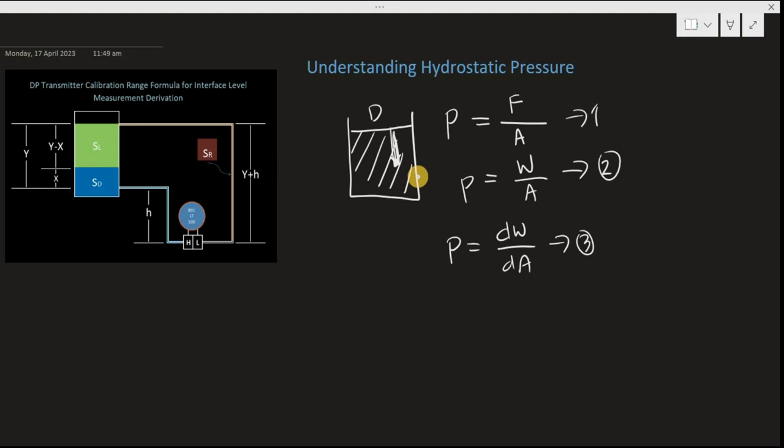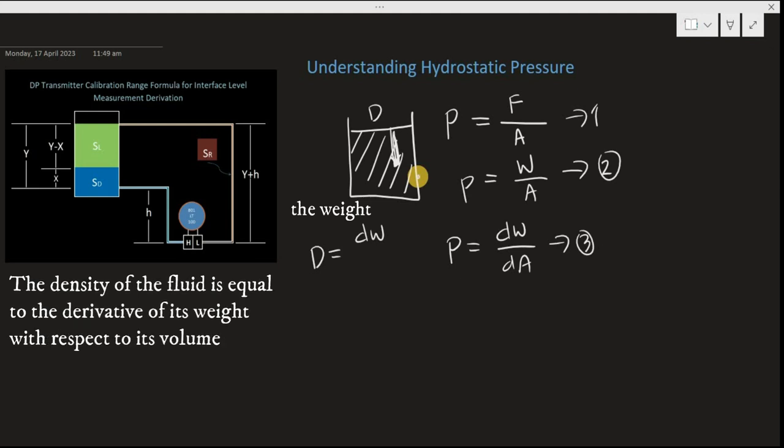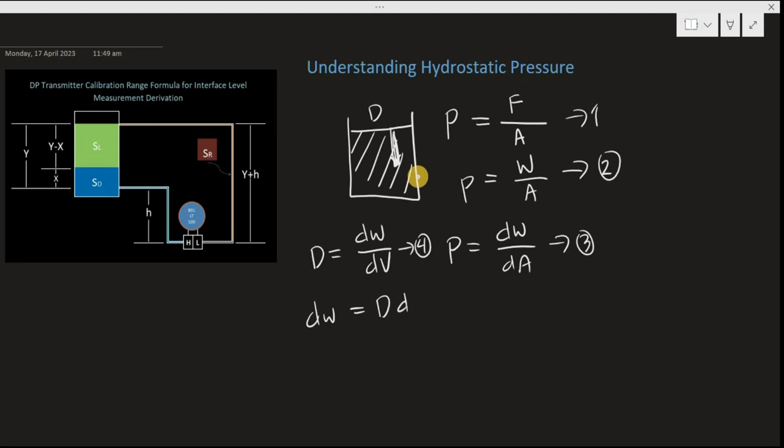Okay, the weight density of a fluid is defined as the derivative of weight of the fluid with respect to volume. So differential weight is equal to density multiplied by differential volume. Now, the differential volume of the fluid is equal to its height multiplied by the differential surface area of the point. If we substitute this term for dV in equation 5, we get dW equals γ h dA.